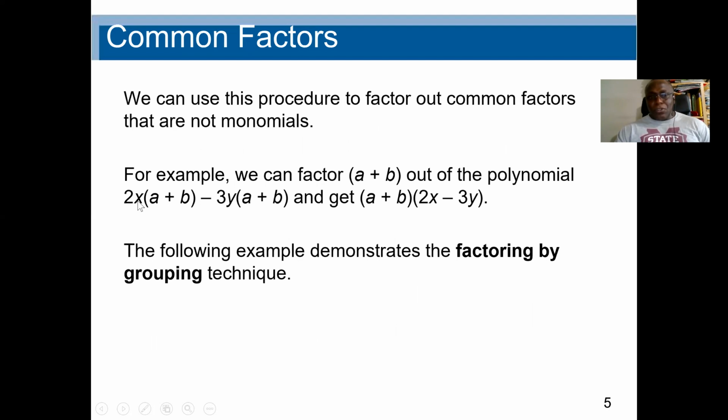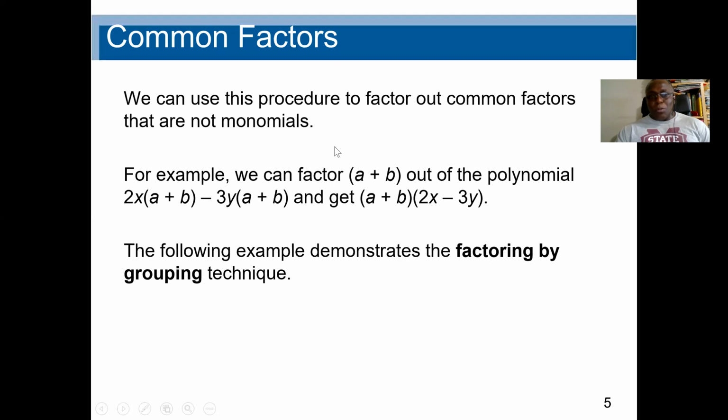Let's say I have 2x(A plus B) minus 3y(A plus B). Now, here I can see that I have two terms because parenthesis is the same as multiplication, as we said earlier. So here I have 2x times A plus B minus 3y times A plus B. So the common factor here will be A plus B. So we bring A plus B outside. Then we have 2x minus 3y. So our answer will be A plus B, then 2x minus 3y.